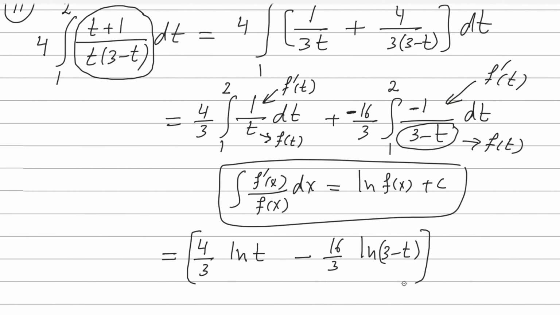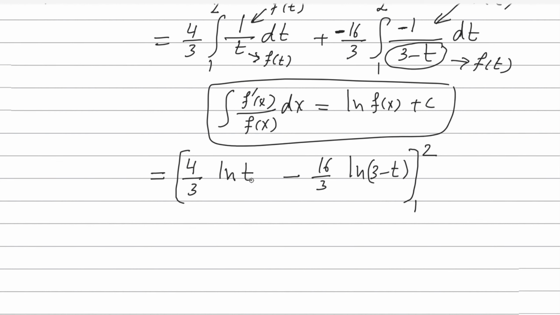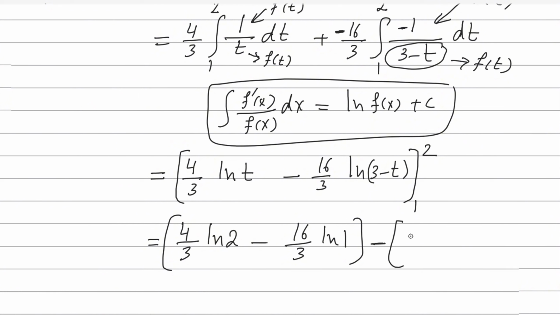So you can apply the limit to the whole answer. Apply the upper limit there, so you get the answer as 4 over 3 log 2 minus 16 over 3 log of 3 minus 2, which is log 1. Upper limit is applied. Now we will apply the lower limit, 1. So 4 over 3 log 1 minus 16 over 3 log of 3 minus 1, which is 2. So it is log 2.